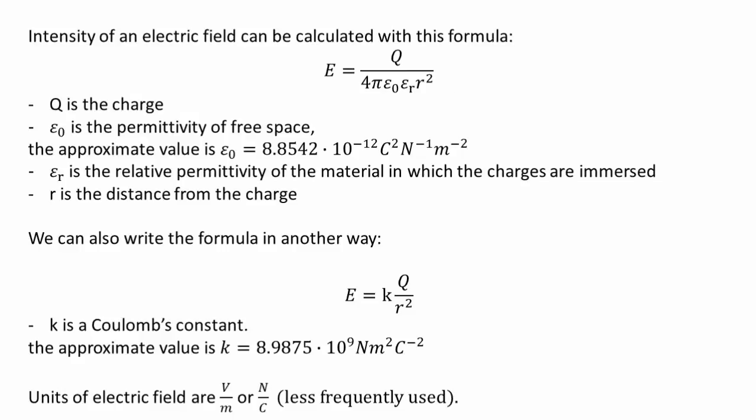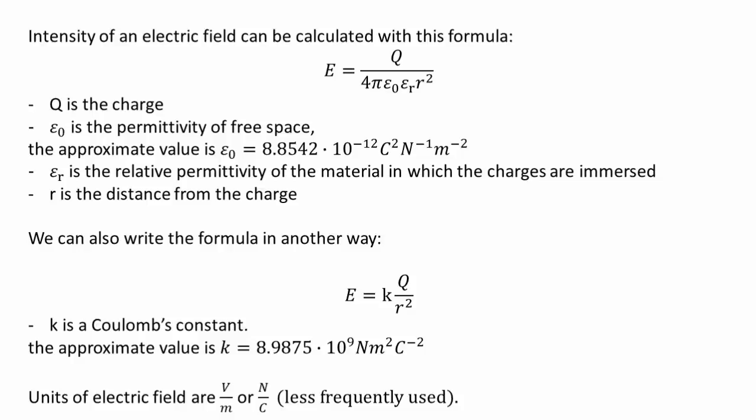Intensity of an electric field can be calculated with the formula below. Q is the charge itself. Epsilon 0 is the permittivity of free space, and you can see its approximate value on your screen. Epsilon R is the relative permittivity of the material in which the charges are immersed. R is the distance from the charge.